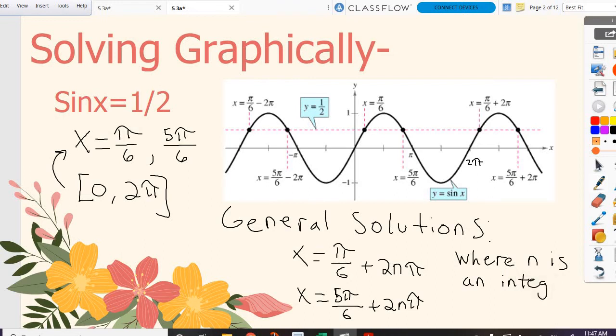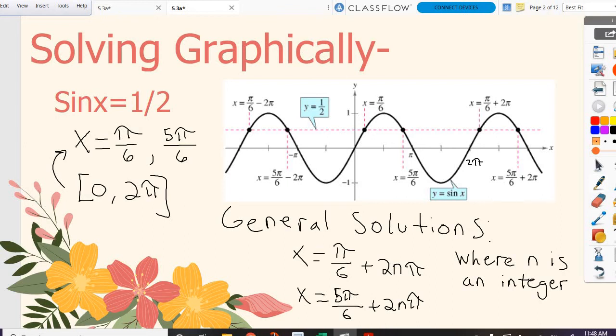Now remind me what type of numbers are integers. Whole numbers, or are they just positive? No, negative and 0. Because notice if I plug 0 in for n, I just get my first two to be pi over 6 and 5 pi over 6. If I plug in my negatives, that's what's going to give me those backwards or to the left solutions. And then if I plug in 1 through infinity, those are going to give me all of my other solutions.